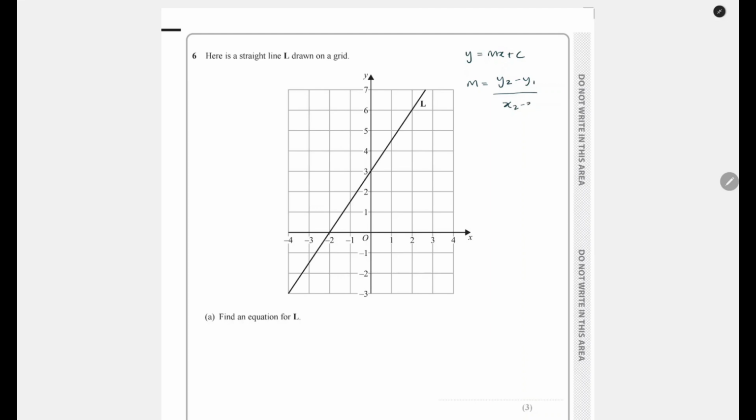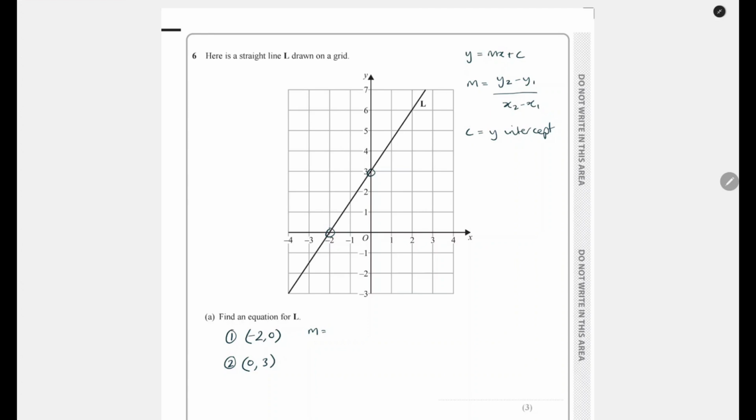So y2 minus y1 over x2 minus x1. C is just the y-intercept. Where does the line cross the y-axis? Let's start with m. In order to deal with m, we need to pick two coordinates. I'm going to pick this coordinate here and this coordinate here. So the first coordinate is going to be minus 2, 0, and the second set of coordinates is going to be 0 and 3. We then plug it into our equation for m.